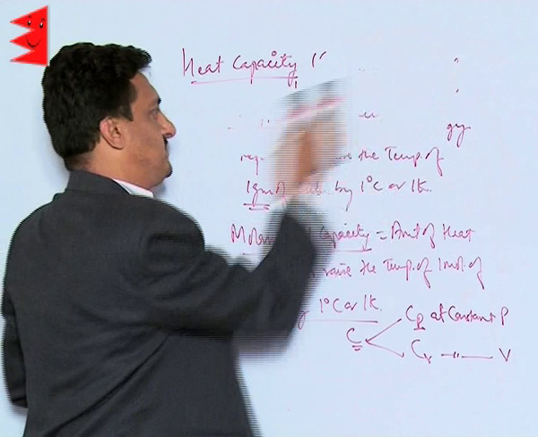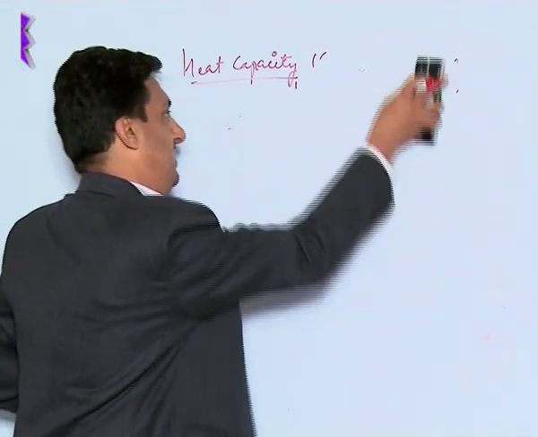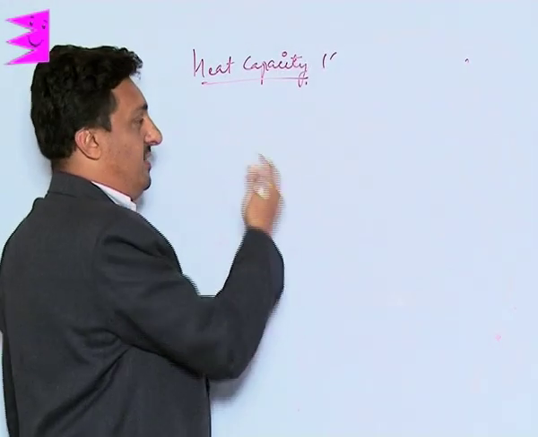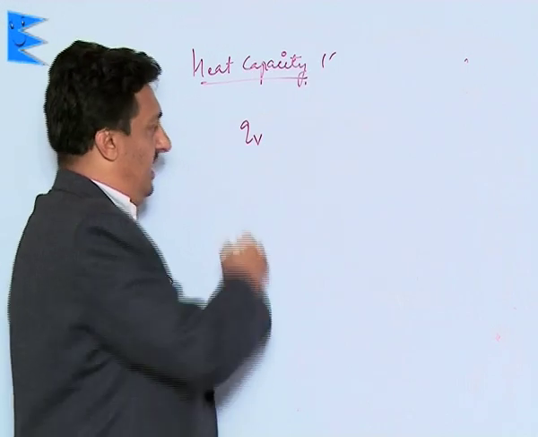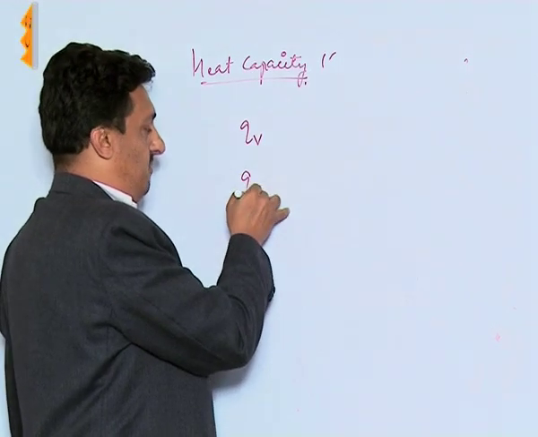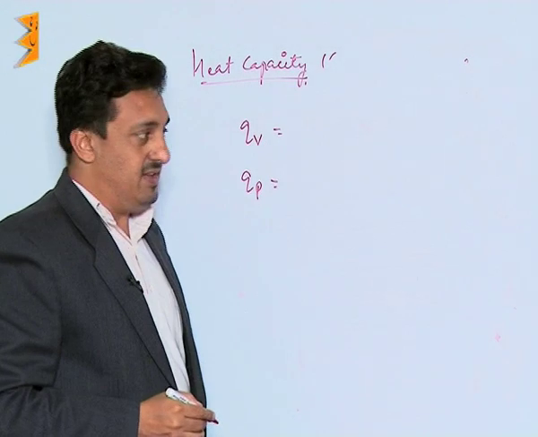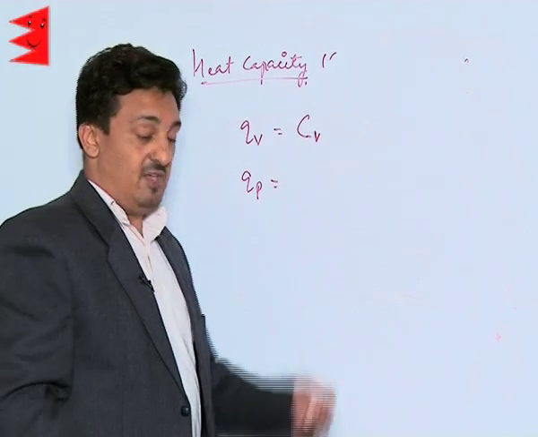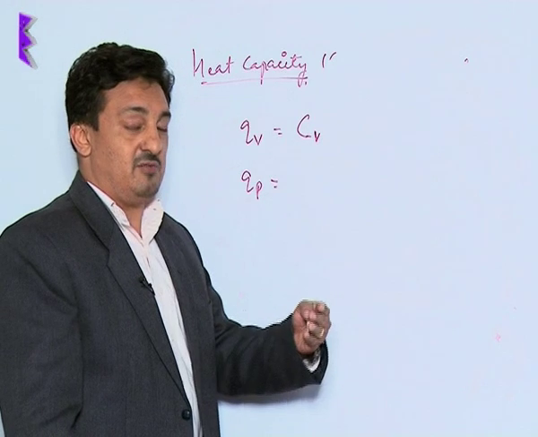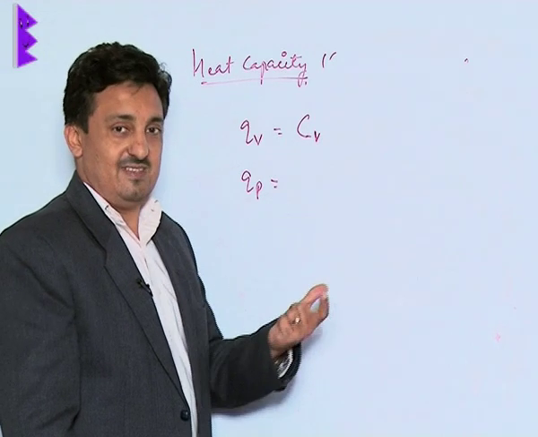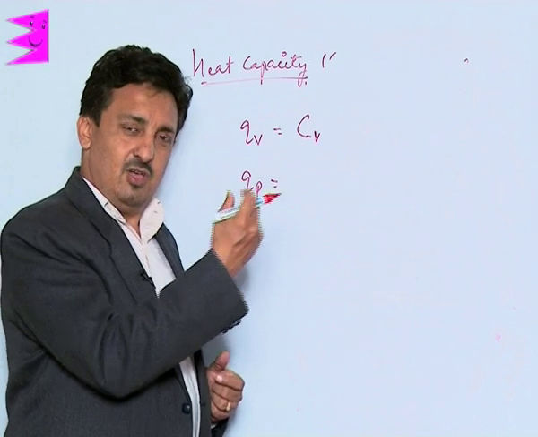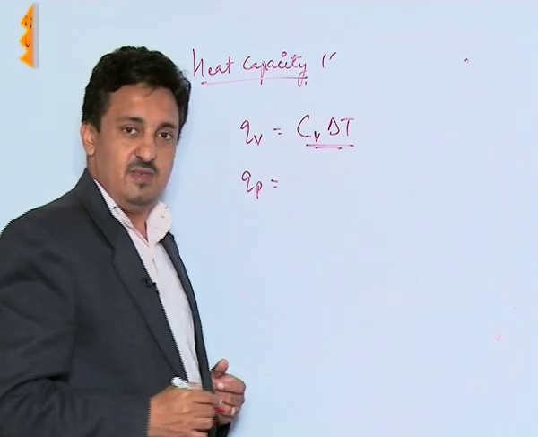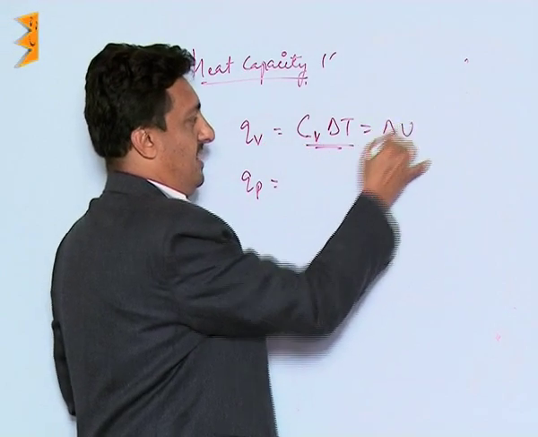Now we need to know that whenever we give heat to any system, its temperature increases. If we give that heat at constant volume, we write it Qv, and if at constant pressure, we call it Qp. What is most important is that if we know the Cv of that substance, meaning how much heat is required to raise the temperature of 1 mole of a substance by 1 degree Celsius, and we multiply that by delta T, we get Qv. We know that this is equal to delta U.